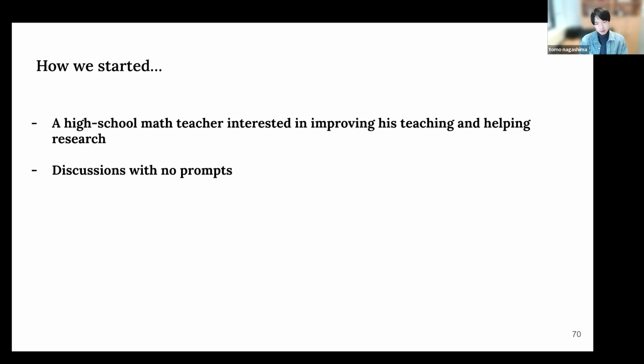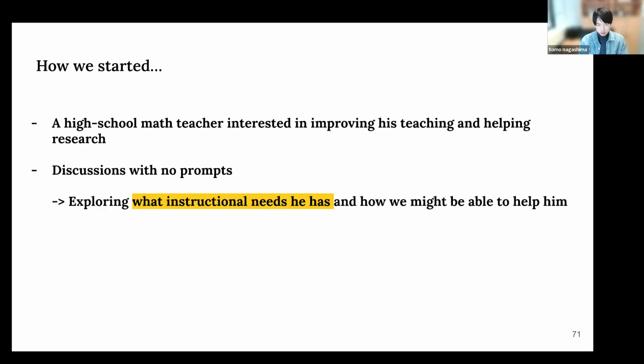We didn't have any ideas of what we could do with him, and rather we decided to talk with him and explore what instructional needs he has, and think about how we might be able to help him. So we didn't bring in any research question. We instead asked him again and again, what are some problems that you have in your daily teaching, and what we could do to help him.